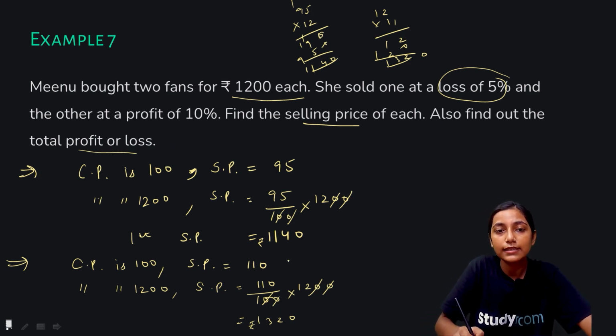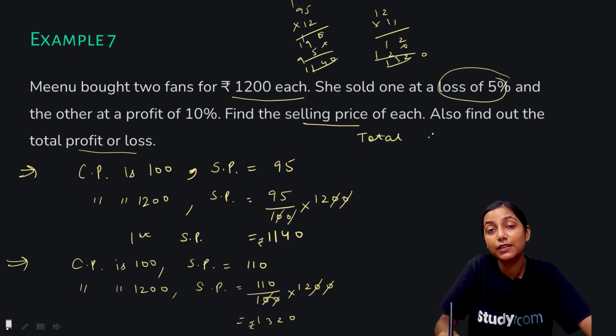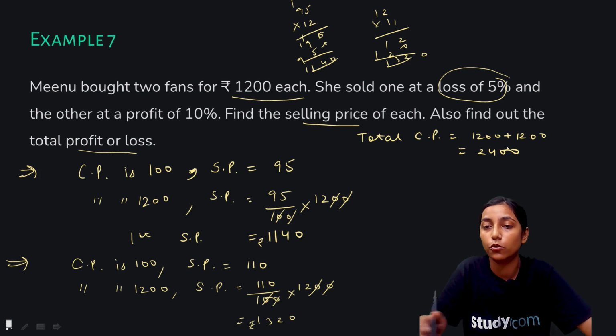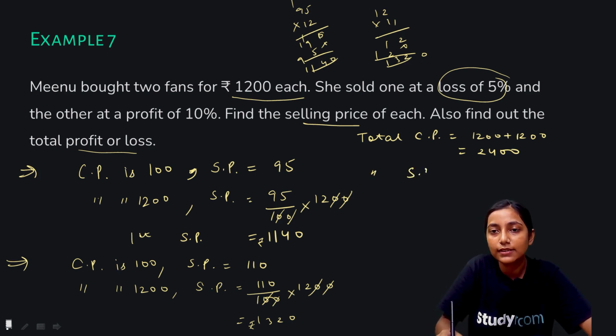Now the total cost price for both of the fans will be 1200 plus 1200. Two fans have the same cost price. 2400 is the total cost price. What is the total selling price? Total selling price is 1140 plus 1320.